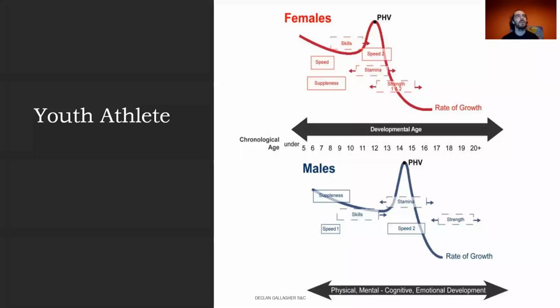I have a golfer who recently hit his peak height velocity and his swing just completely went. His limb length got longer, his leg length got longer. So he has to relearn the skill component of his sport. And it can be quite a frustrating time for athletes because you feel like they're going a little bit backwards.